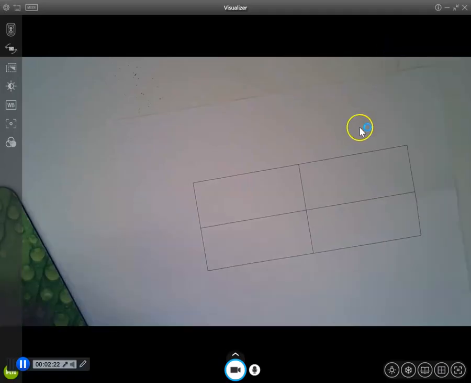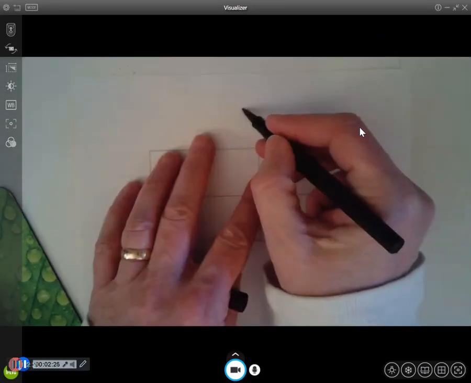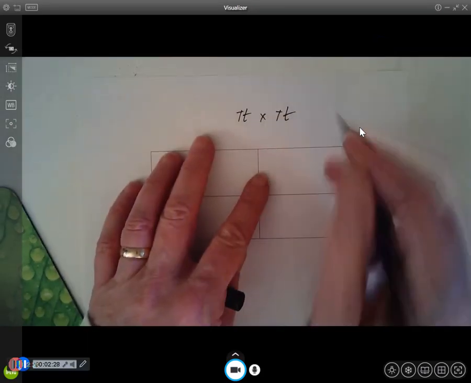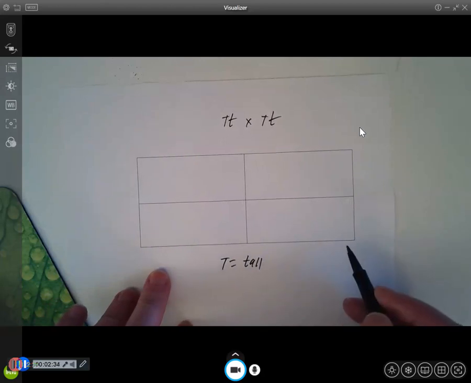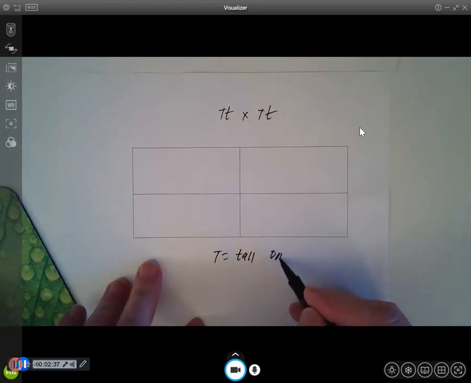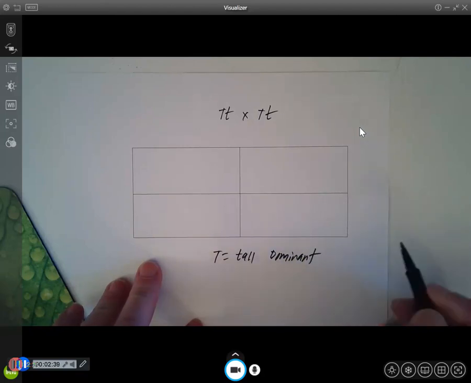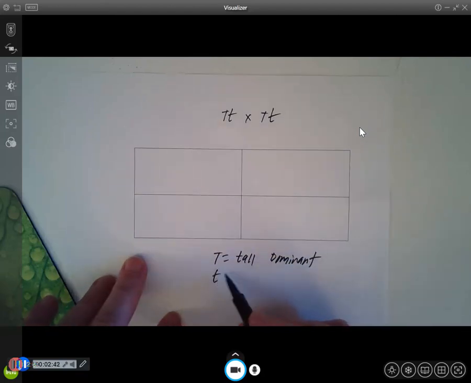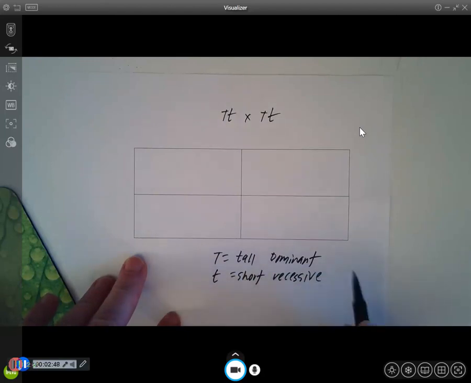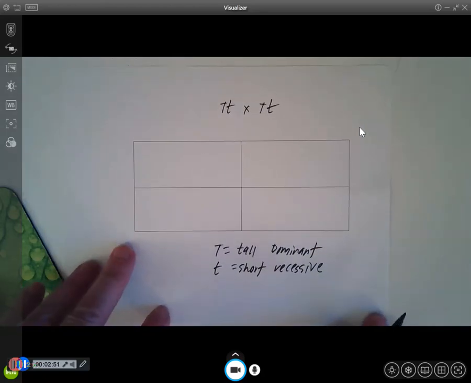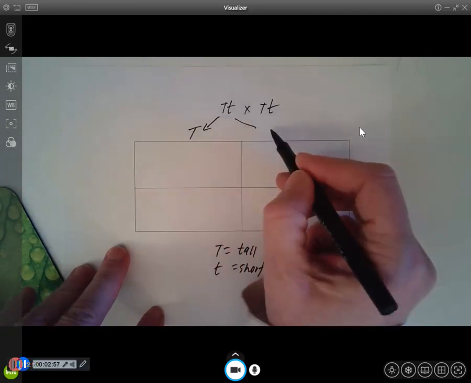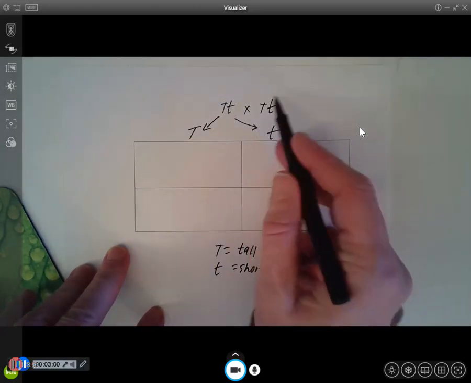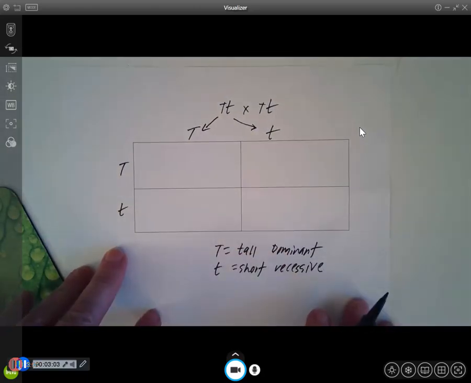Okay, so here's my paper. And here's my cross, T, T. Let's just say that capital T stands for tall, maybe a tall plant, and that would be the dominant allele because of the capital letter. Lowercase t is short, and lowercase by convention tells us the recessive allele. So then this one splits, and we get that T there, and that T there, and then the same thing is put over here on this side. Okay, so that's how you set up your Punnett square.